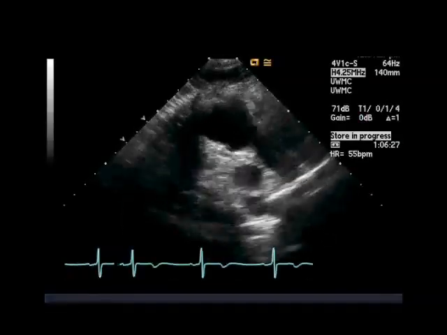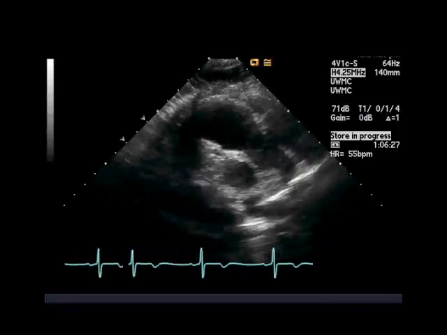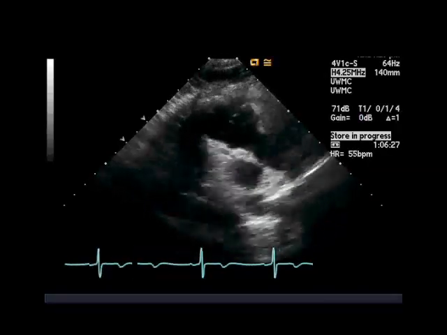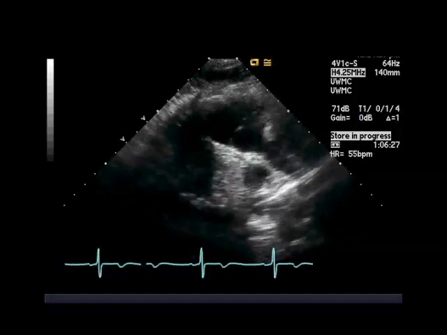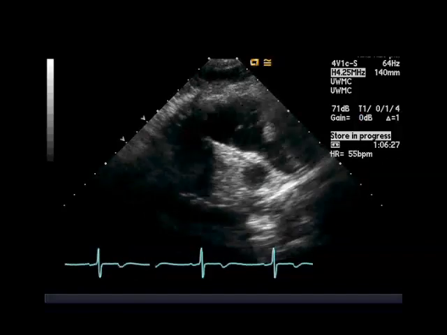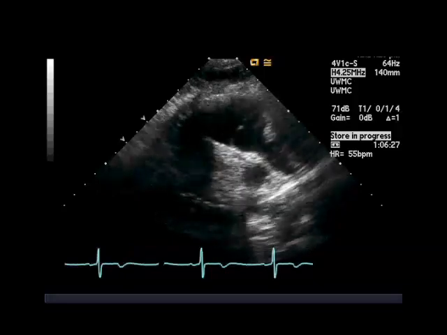The right ventricular outflow view is obtained by tilting the transducer towards the patient's left shoulder to show the RV outflow tract and pulmonic valve.